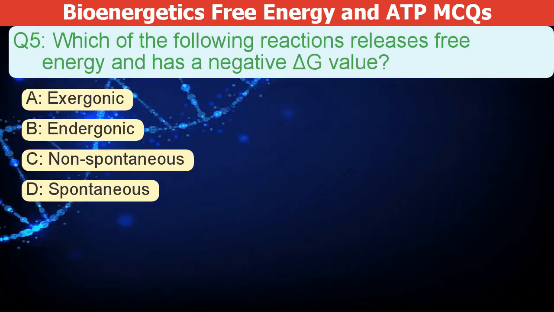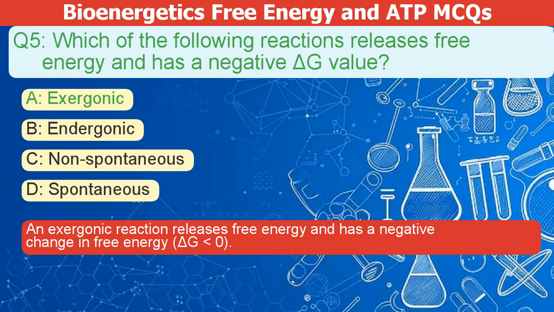Which of the following reactions releases free energy and has a negative delta G value? A. Exergonic. B. Endergonic. C. Non-spontaneous. D. Spontaneous. The correct answer is A. An exergonic reaction releases free energy and has a negative change in free energy. Delta G is less than 0.